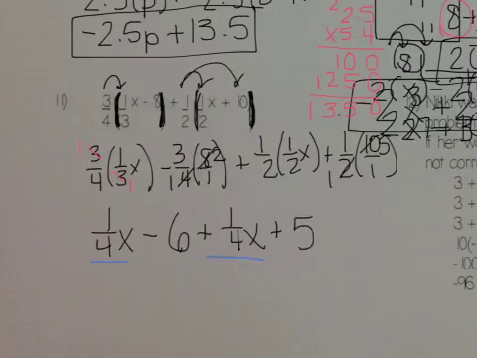1/4 x plus 1/4 x is 2/4 x, or 1/2 x, and negative 6 plus 5 would be a negative 1. You could write it like this or plus a negative 1. Either way works.